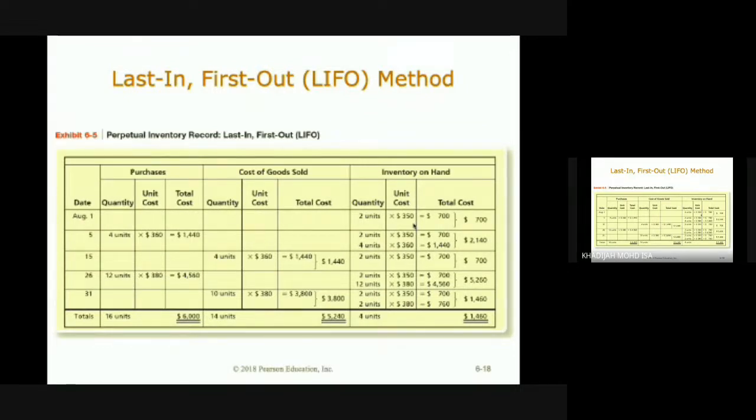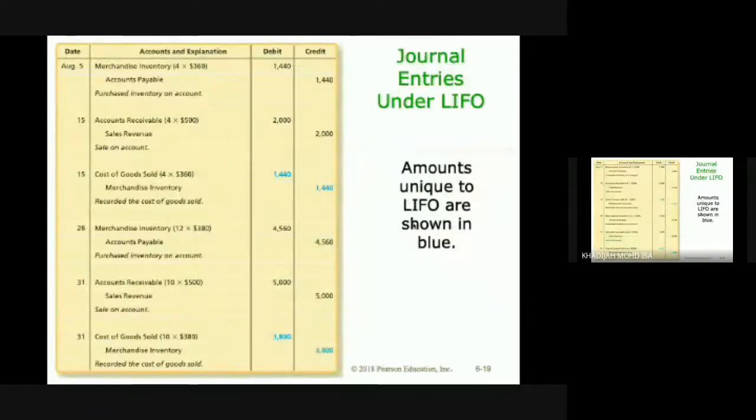So if you have your first in, first out and last in, first out, you see that the value of your COGS and the value of your closing stock is not the same. So it will have an effect on your profit later. In terms of the journal entries for LIFO, it's the same. It's just that the value is different.